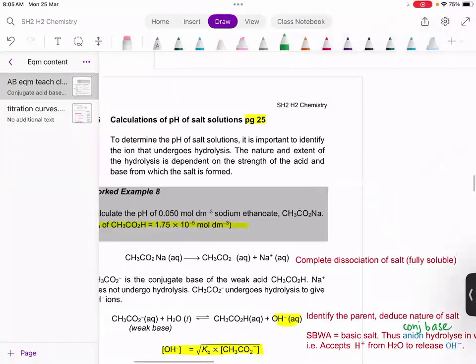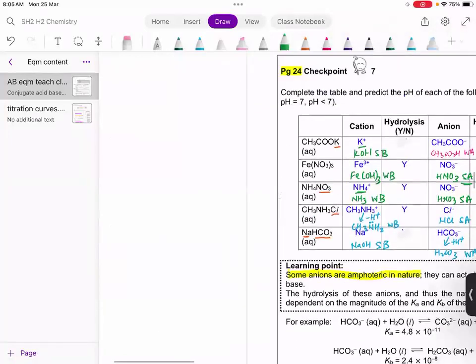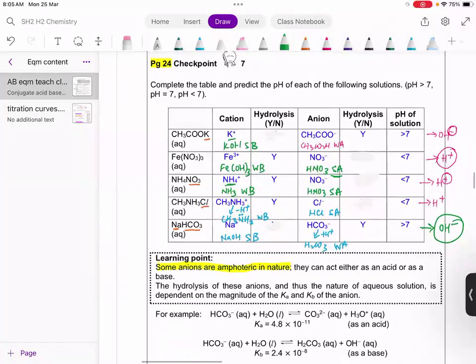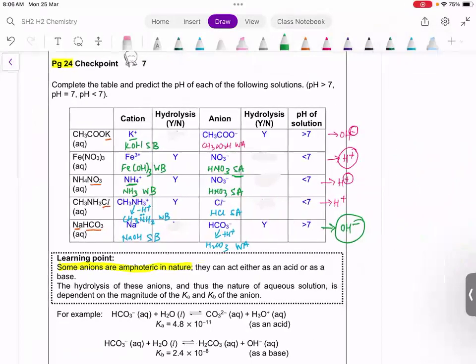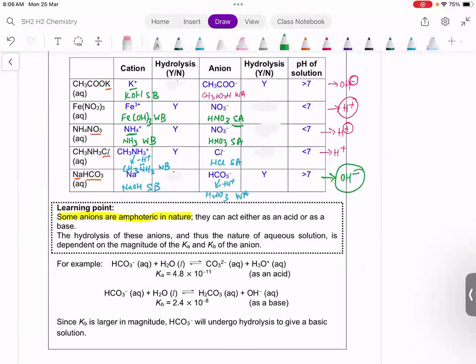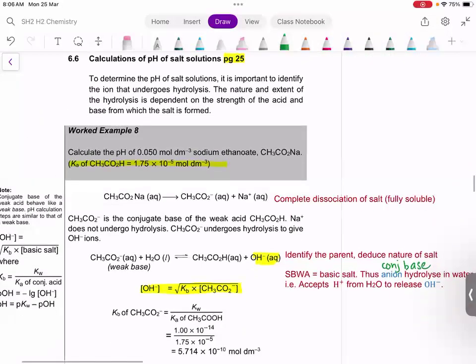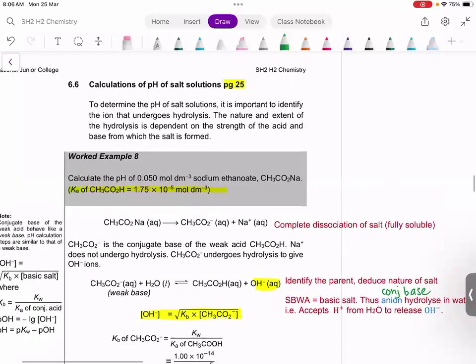Okay, so you're supposed to have done some homework on your own. I hope you have done that. So I've gone through checkpoint 7 review, whereby we try to identify the parents that form the salt. Then from there, we know that the dominant gene will determine the nature of the salt form. Then from there, we deduce whether this is an acidic salt or basic salt. Then we derive the calculation part. So this is what you should have done as homework.